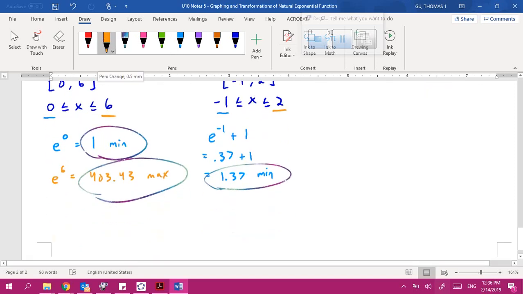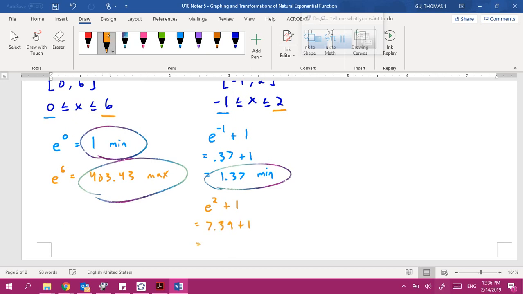Alright, so what's my equation going to be to find the maximum? E squared plus 1? What is e squared? E squared is 7.39 plus 1, so 8.39 will be your maximum, right? Do not forget about the plus 1 at the end, because that is what the original equation said, e to the x plus 1.